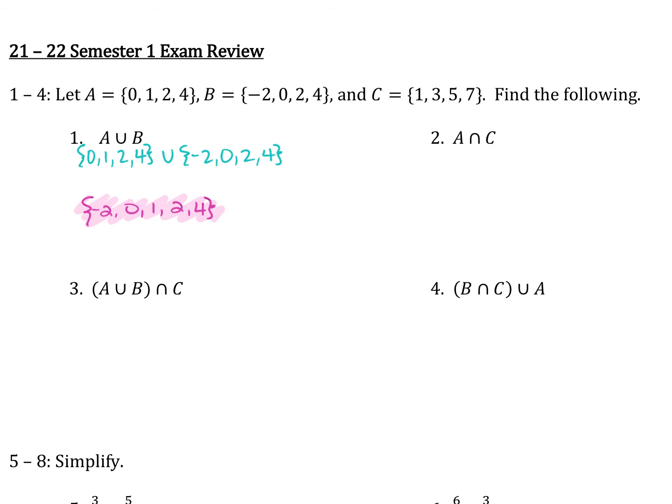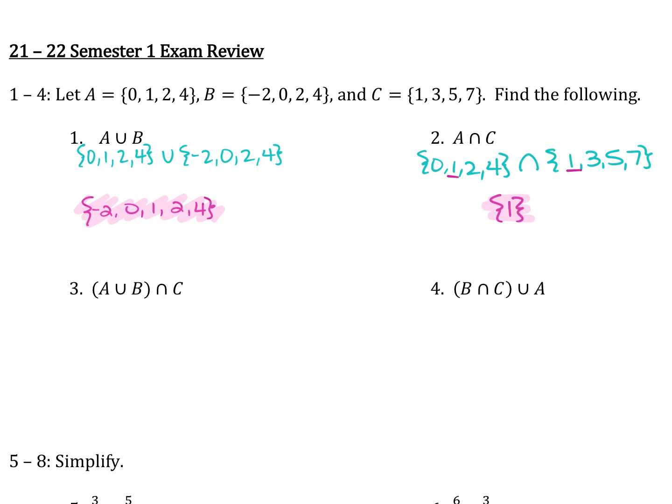For 2, we have A intersection C. Well, if unions are include them all, intersections are just the ones that are the same. So we said that the set A are the set of numbers 0, 1, 2, and 4. If we find the ones that are the same between that set and C, which is 1, 3, 5, and 7, the only one that is the same is the 1. So it would just be the 1.